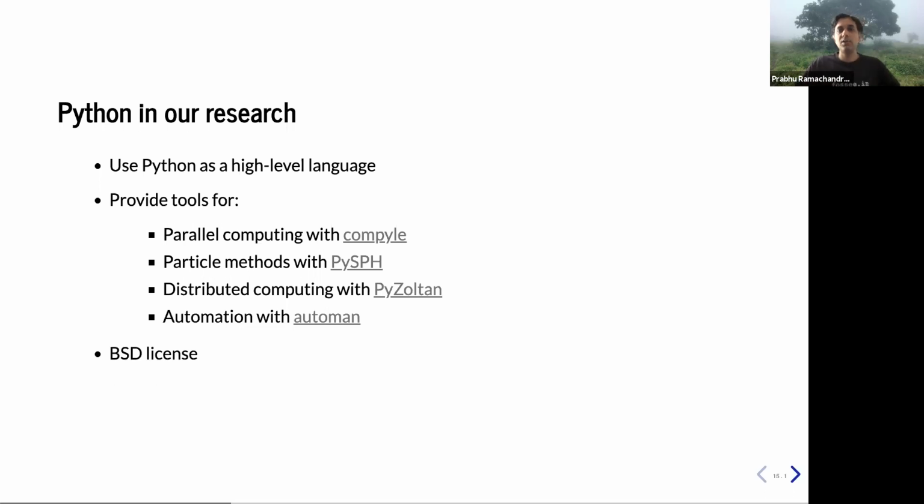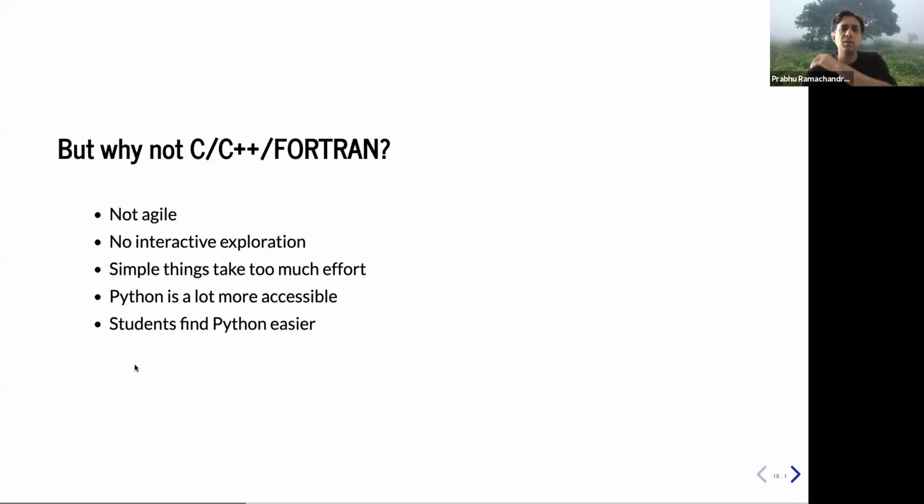And then to distribute these computations across multiple machines, we use a package called Zoltan, and we have a wrapper to that called PyZoltan. And finally, to actually make reproducible research automated, we introduce the notion of automation so that you can actually automate an entire publication using another tool called Automan, which again is developed in our lab. And all of these are released with a BSD license, so you can feel free to use them. And I'll talk about them a little more.